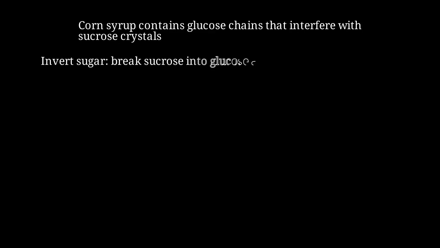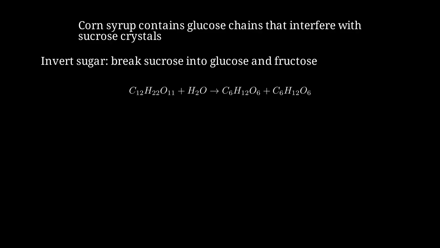We can also use invert sugar, which is sucrose that has been broken down into glucose and fructose through acid hydrolysis. These different sugars interfere with crystal formation. The reaction is sucrose plus water yields glucose plus fructose. Adding a small amount of acid, like cream of tartar or lemon juice, catalyzes this reaction during cooking.